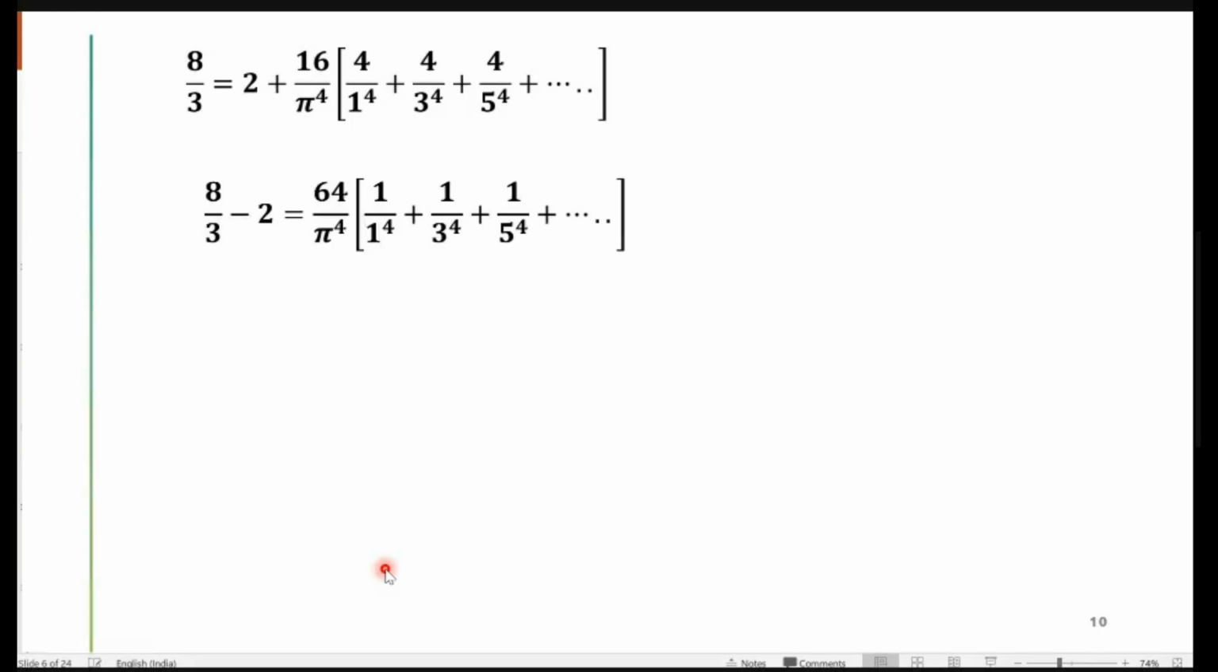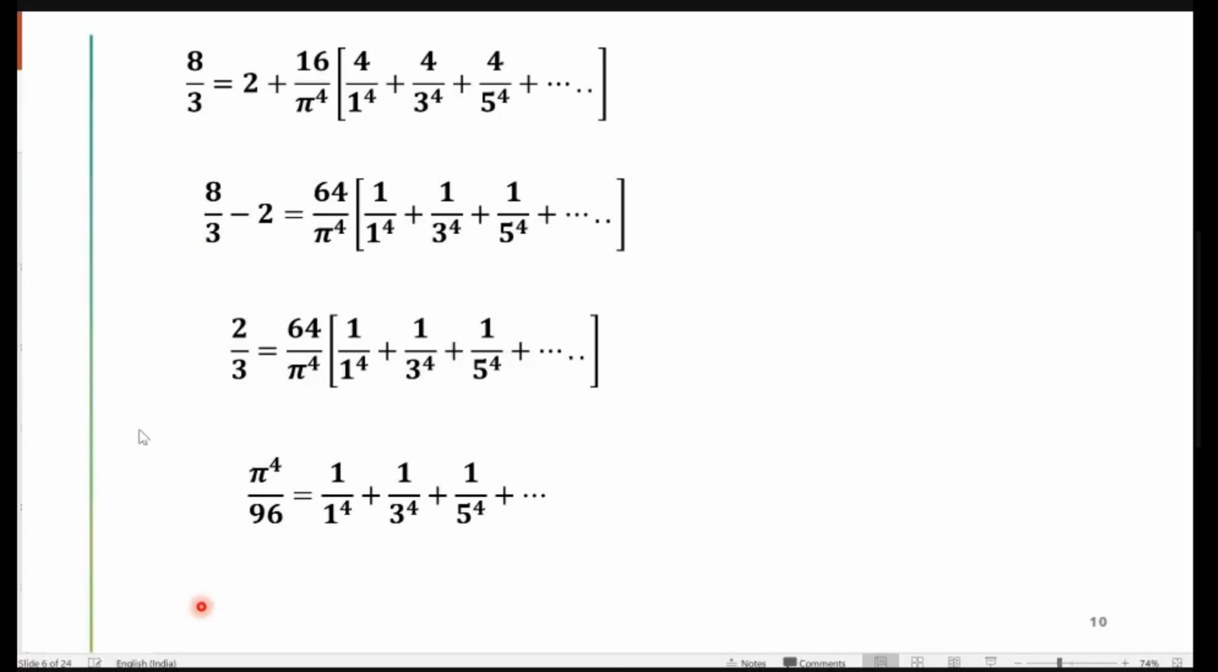So if we take 2 on the left hand side, 8 by 3 minus 2, 4 can be taken common, so 64 upon pi raised to 4. Now 8 by 3 minus 2 is 2 by 3 because 8 minus 6 by 3 will become 2 by 3. Cross multiply, pi raised to 4 upon 96 will be equal to 1 upon 1 raised to 4 plus 1 upon 3 raised to 4 plus 1 upon 5 raised to 4.